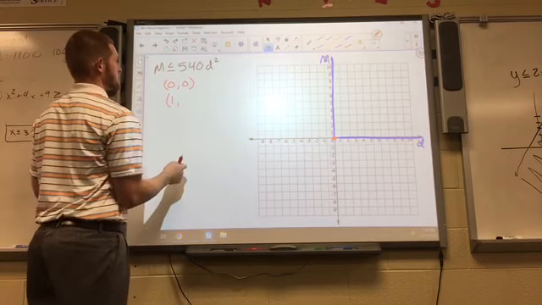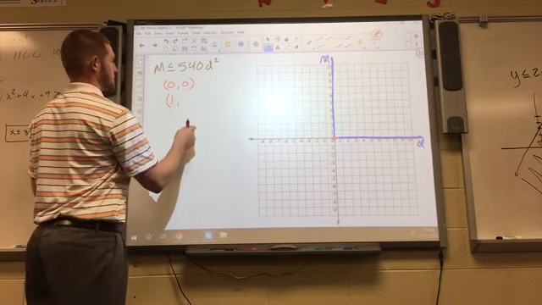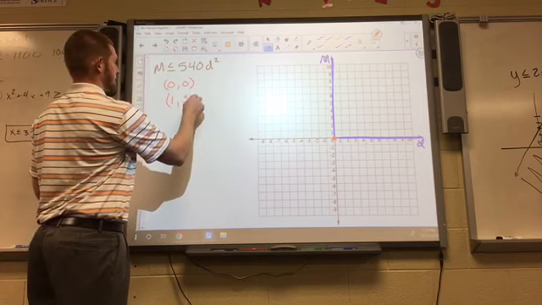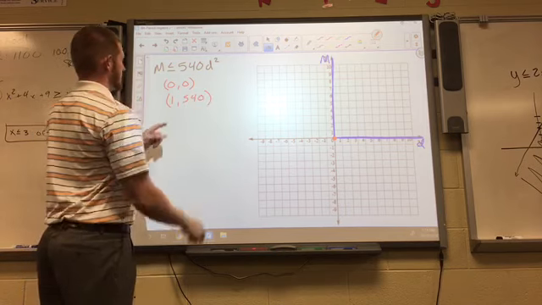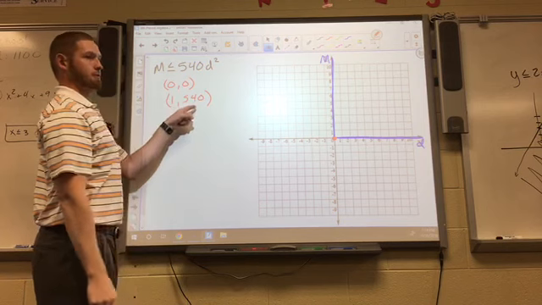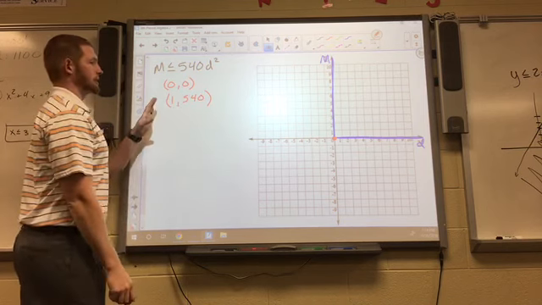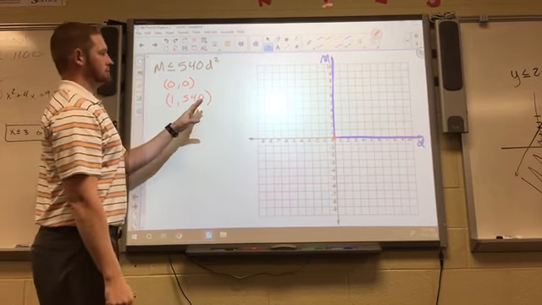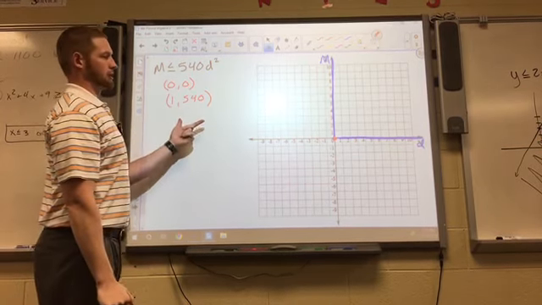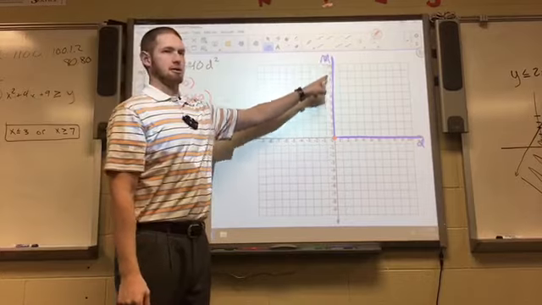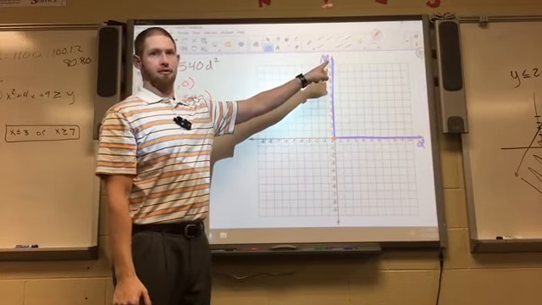1 squared is 1 times 540, which is 540. Just looking at that, it went from (0, 0) to (1, 540). This is probably going to grow pretty fast, right? Yes. So I'm not going to graph these yet. I'm going to find 2 more points and figure out what I need to change this scale to, because I'm going to have to change it, right?